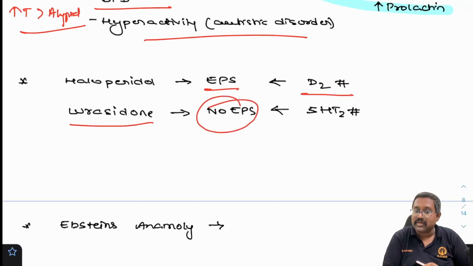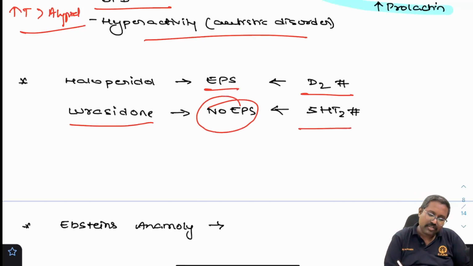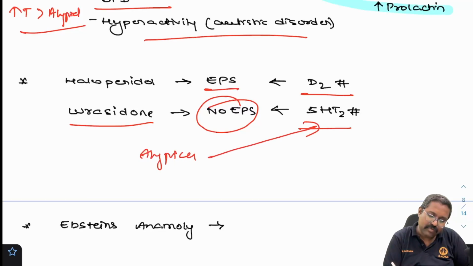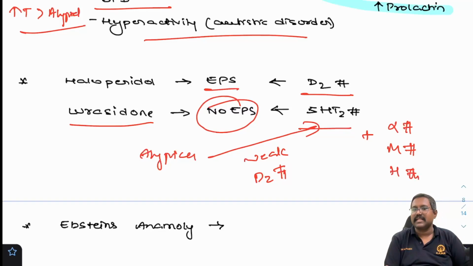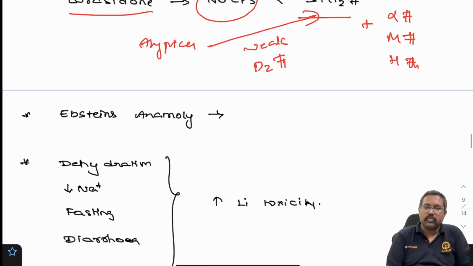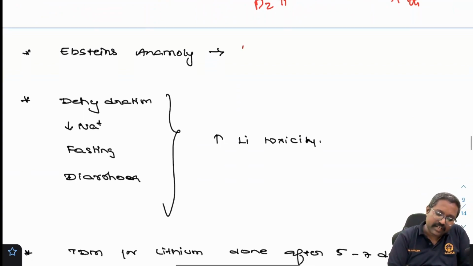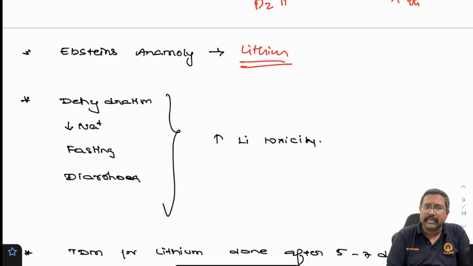Lurasidone, no EPS because it is an atypical antipsychotic. It blocks the 5-HT2 receptors. So usually the atypicals block the 5-HT2 receptor, but they also have weak D2 blocking action. Along with that, they block alpha receptors, muscarinic receptors, histamine receptors, etc. So which drug is responsible for Ebstein anomaly? That is lithium, if it is taken by the mother during pregnancy.